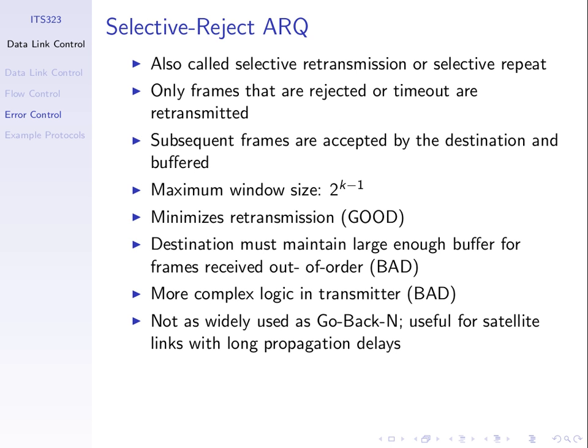Selective reject compared to go back N minimizes retransmissions, which is a good thing compared to go back N. But it requires the destination to maintain some buffer to receive frames out of order, which requires also more complexity to put them back into order. So they are the disadvantages of selective reject compared to go back N.